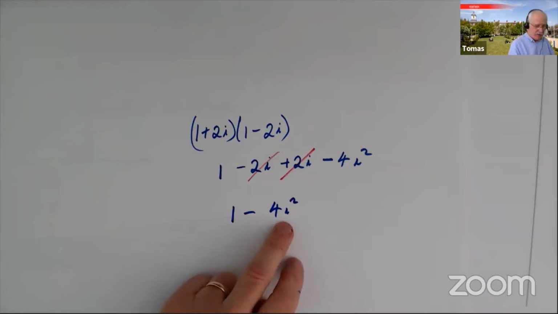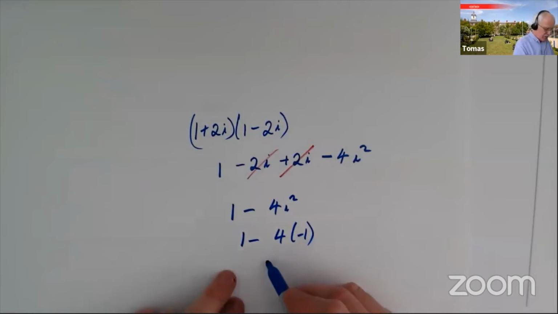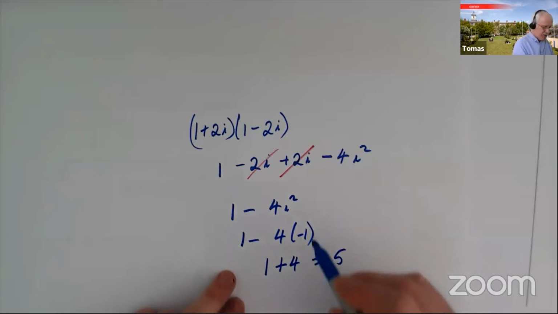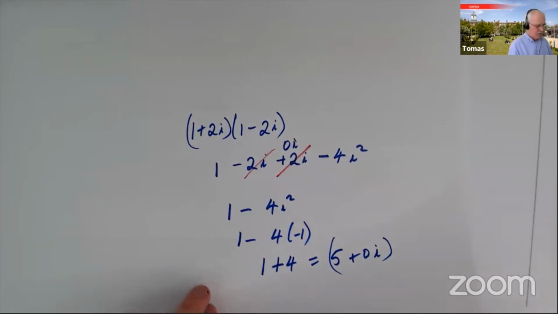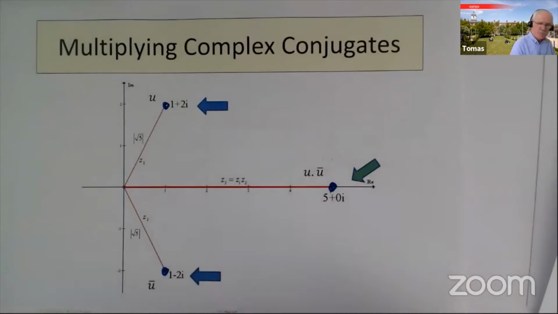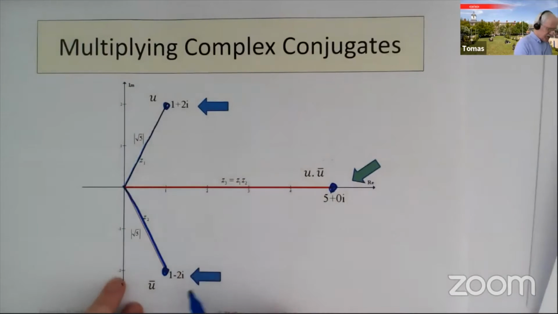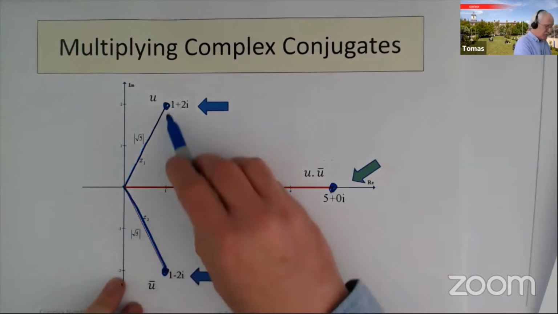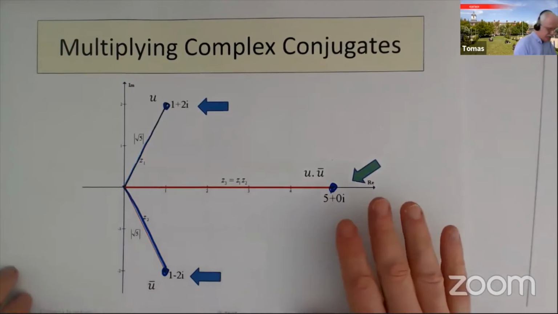But the i squared is really minus 1. And 4 times minus 1 would be, well, that would be plus 4, which would be 5. And there'd be no i here, so 5 plus naught i. So this number here, multiplied by its complex conjugate, ends up here. Or this number multiplied by its complex conjugate ends up there. The interesting thing is that we have no imaginary part left. And it does the sums that way, so it's done.